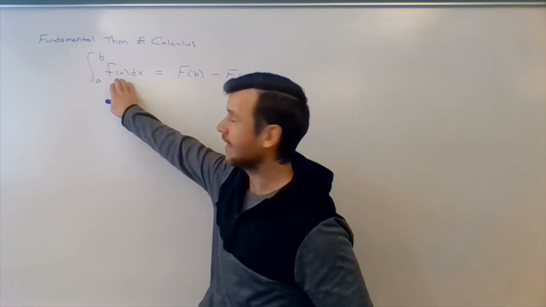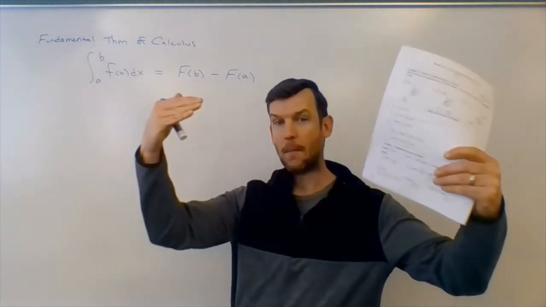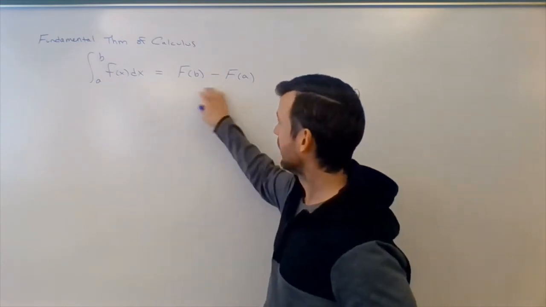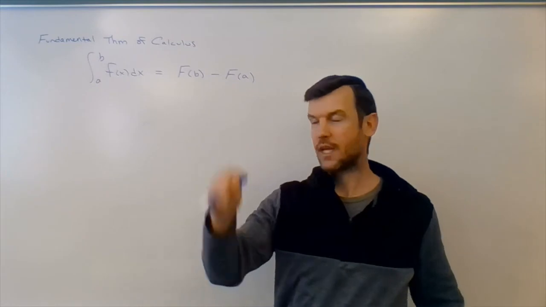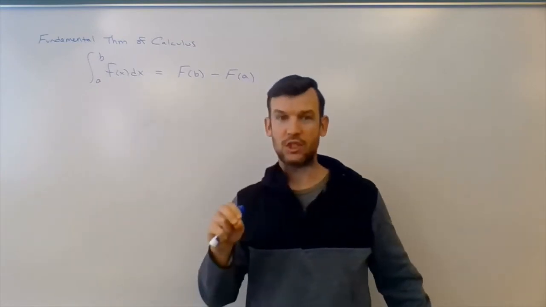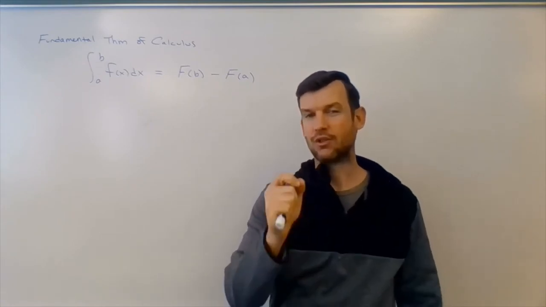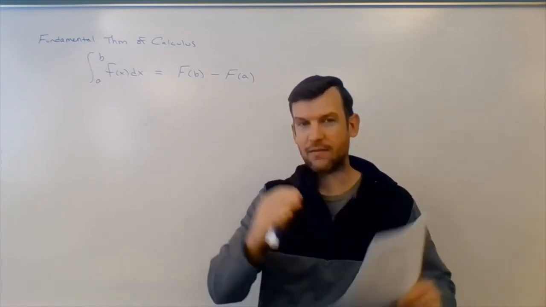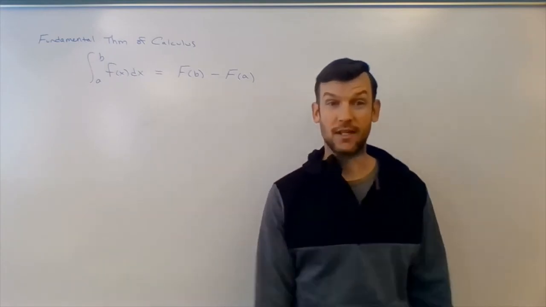It's saying if you take the antiderivative of your function, in other words, you have your position function, and you plug your b in, which will give you your final location. You plug a in, which gives you your starting location, and you subtract those two values, it gives you your change in position, or how far you have traveled. So that is the fundamental theorem of calculus. Let's go ahead and try to use it.